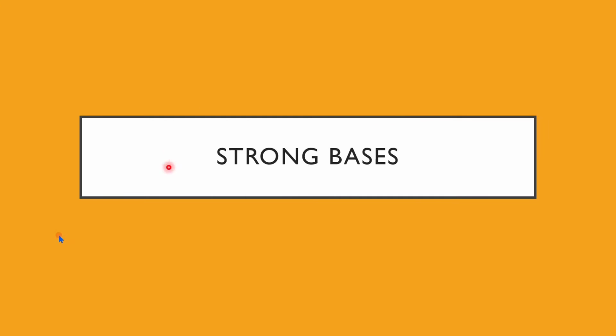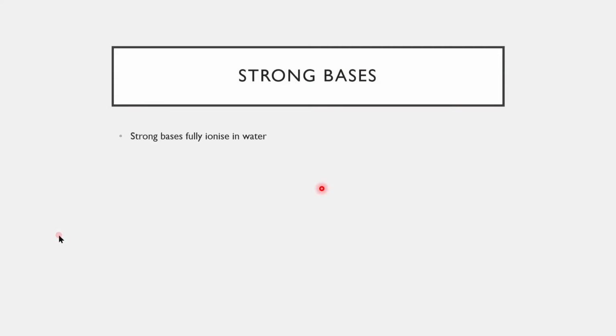So now moving on to strong bases and calculating their pH. Strong bases fully ionize in water. A strong base is sodium hydroxide, for example, and this reaction will go to completion and all of the strong base molecules will form Na plus and OH minus. So fully ionizing means that all of the basic molecules will form their ionized products in water.